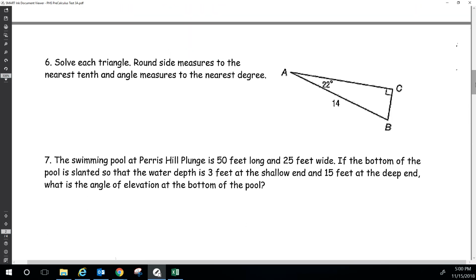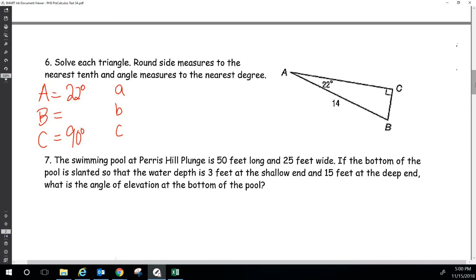All right, number 6, solve this triangle. Round side measures to the nearest tenth and angle measures to the nearest degree. So when we're solving the triangle, that's where we're trying to find big A, big B, big C, little a, little b, little c. Remember the big ones are your angle measures. So A is 22 degrees. B, we don't know just yet. C is my 90-degree angle.